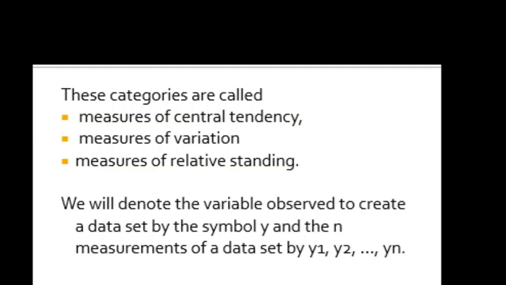So let's look at the notation that we will use. The variable in our data set will be denoted by the symbol Y or X. The number of measurements will be n, and then each specific measurement will be denoted by Y1, Y2 through Yn.